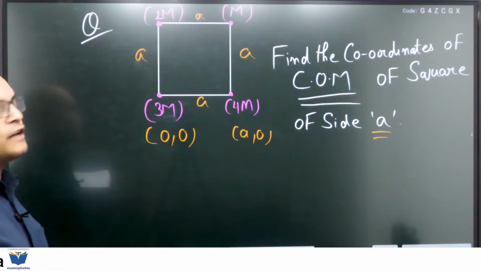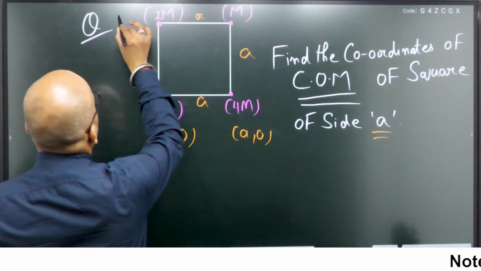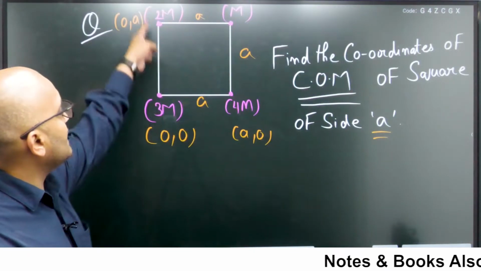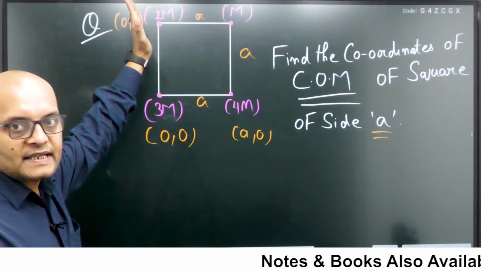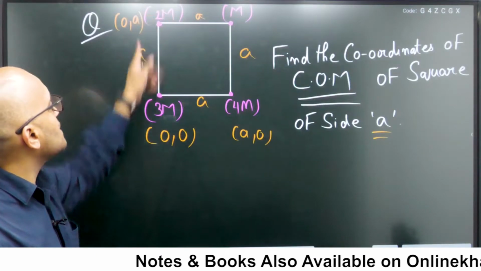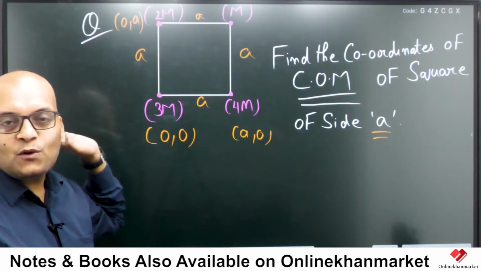Now what will be the coordinates of the 2m mass? Coordinates of the 2m mass will be 0, a. As you can see, this 2m is along the y-axis. If we have taken 3m to be the origin, then the 2m mass is located along the y-axis. So its coordinates are 0, a.